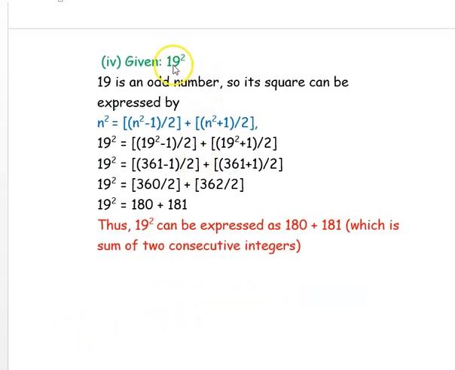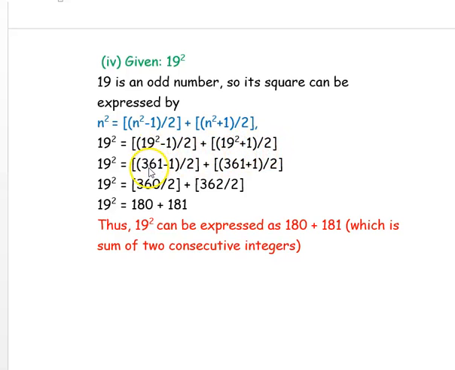The next number given is 19 square. Since 19 is an odd number, we can express this 19 square as a sum of two consecutive integers using the same formula. N square equal to (n square minus 1) divided by 2 plus (n square plus 1) divided by 2. So here n square is 19 square, which is equal to (19 square minus 1) divided by 2 plus (19 square plus 1) divided by 2.